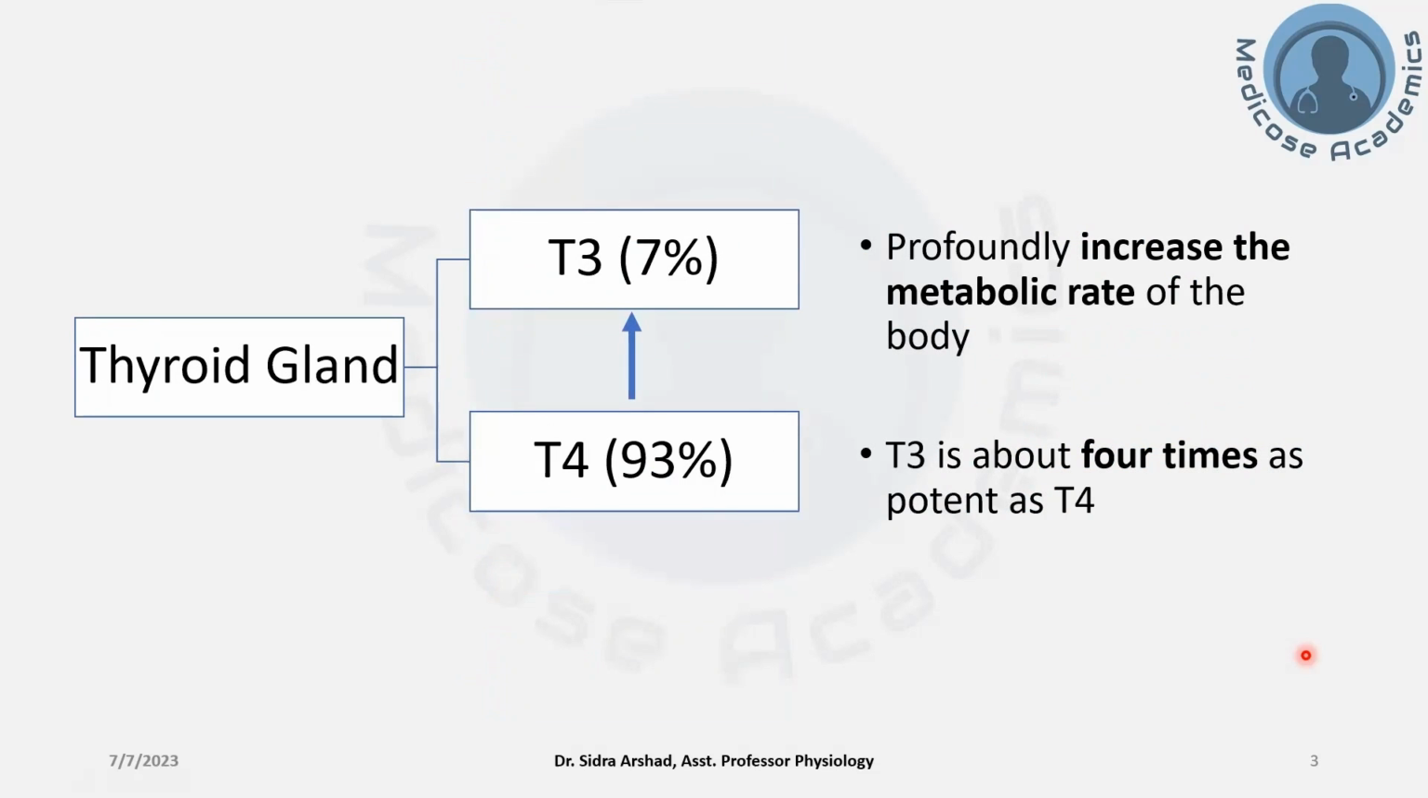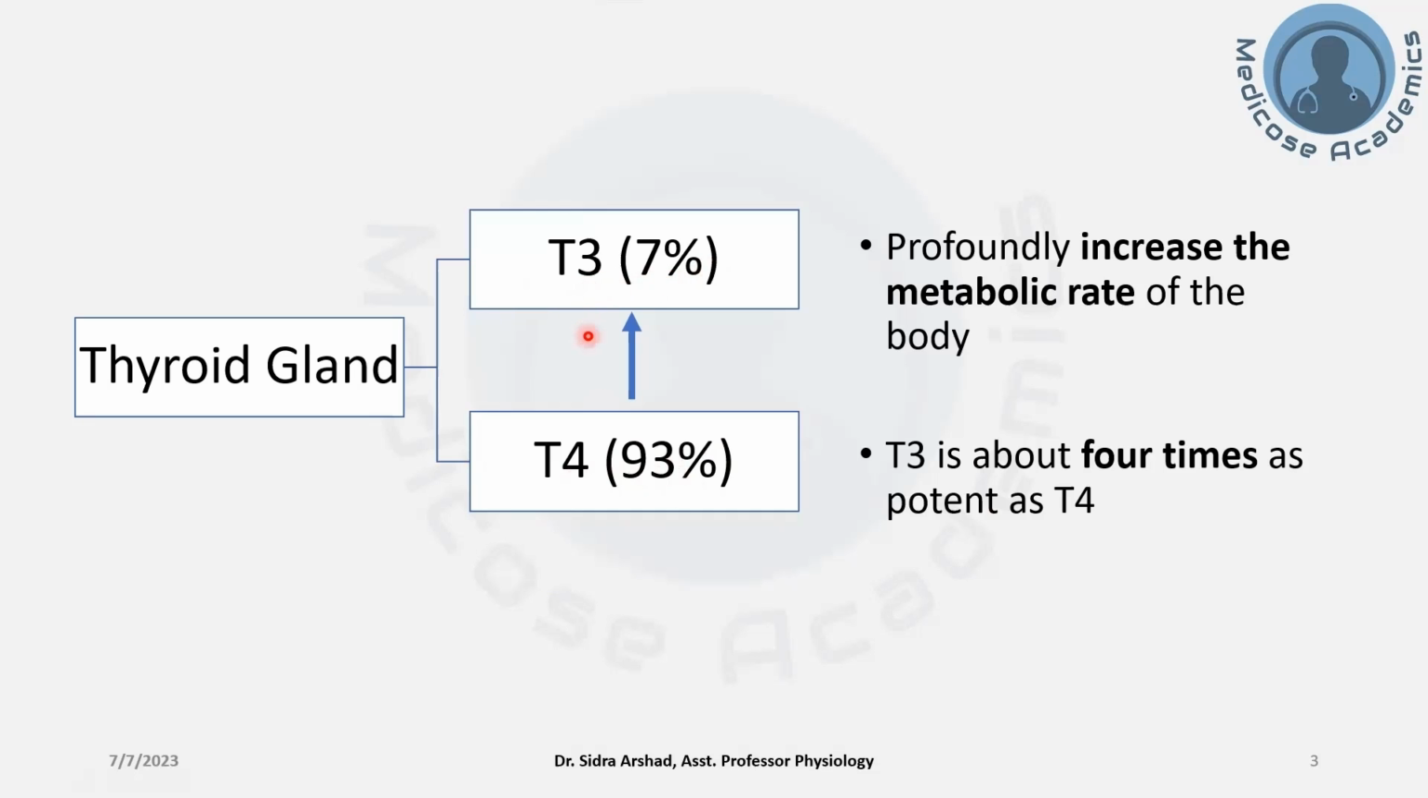So the thyroid gland is located below the larynx in front of the neck. It produces two major hormones, T4 and T3. T4 is also known as thyroxine and tetraiodothyronine, whereas T3 is known as triiodothyronine. The thyroid gland secretes these two hormones. However, its major output, about 93% of the hormone that is released from the thyroid gland, is actually T4, and only 7% is released in the T3 form.